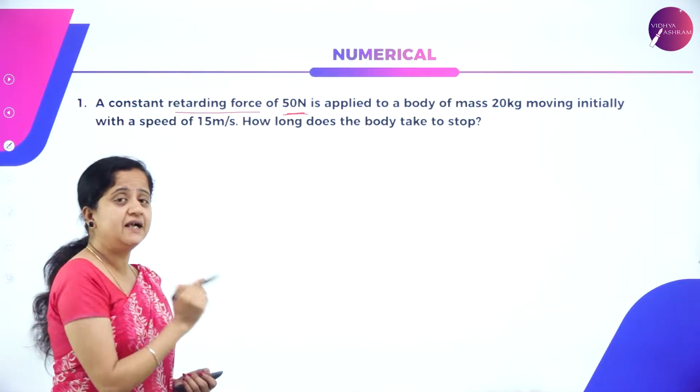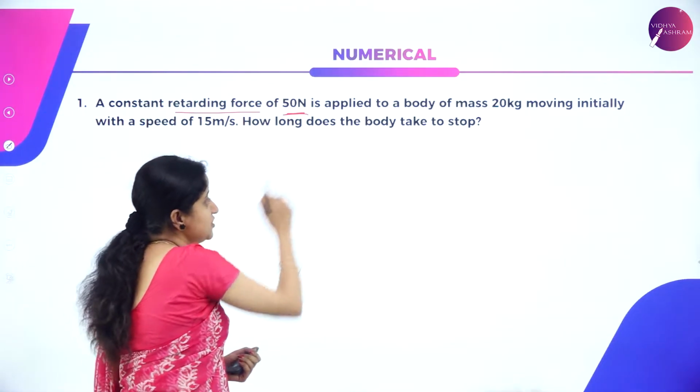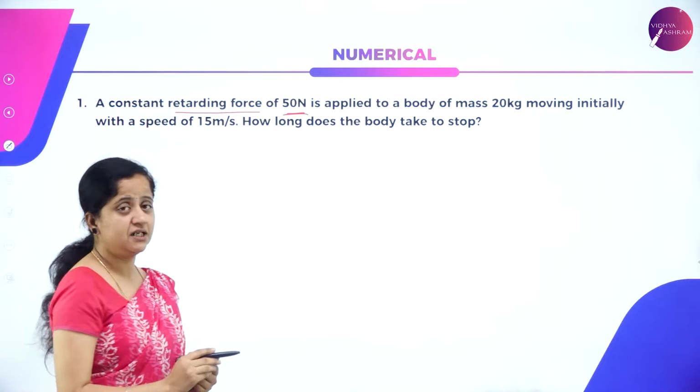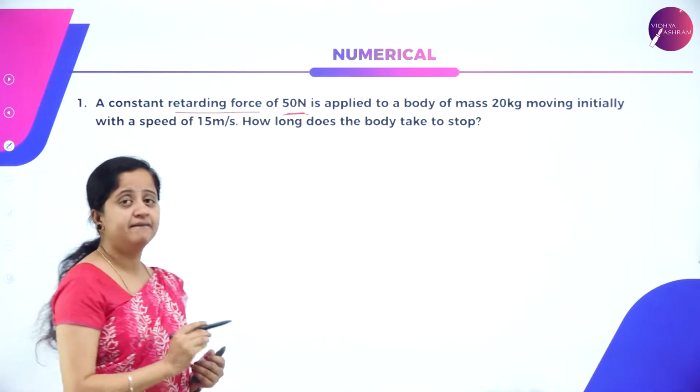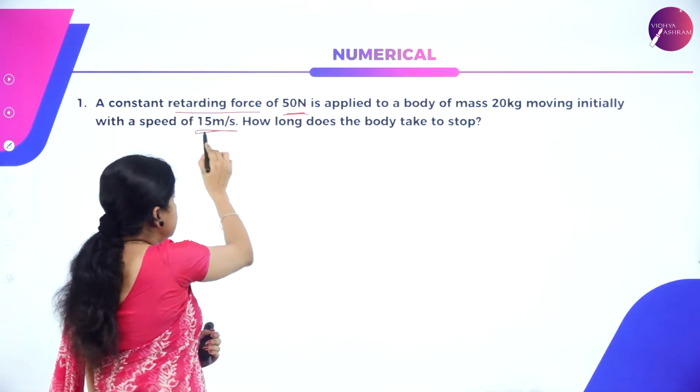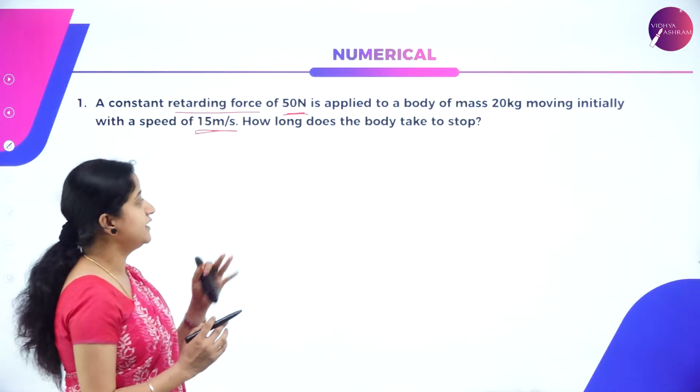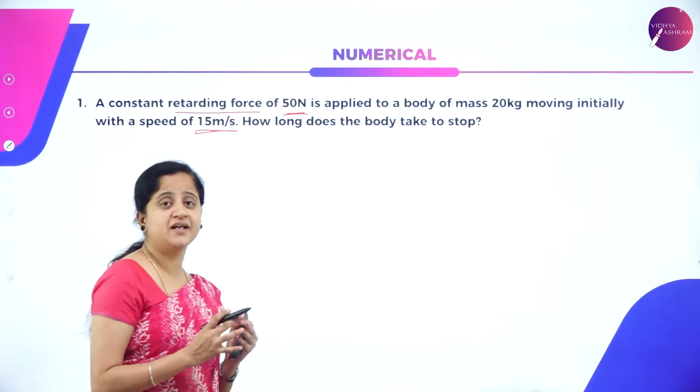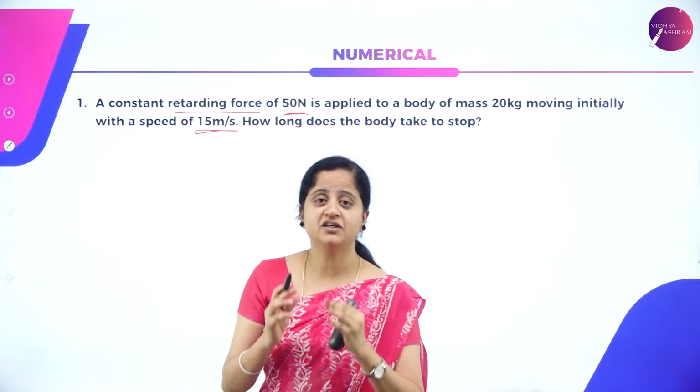So here we begin with the first problem: a constant retarding force of 50 Newton, which is applied to a body of mass 20 kg moving initially with a speed of 15 meter per second. How long does the body take to stop? So we have to find the time taken by the body to stop.